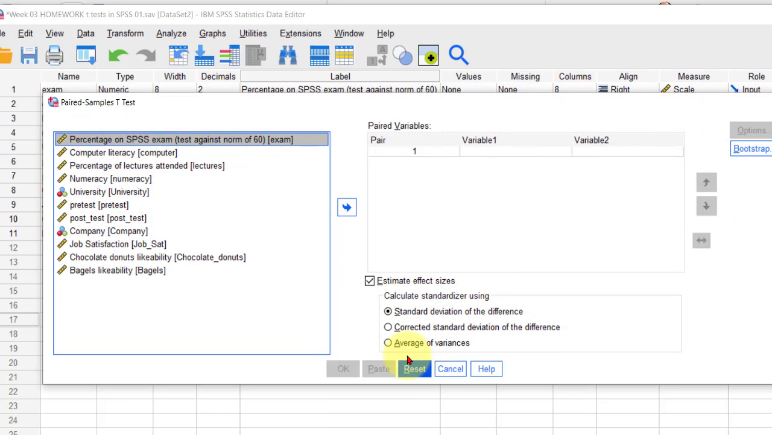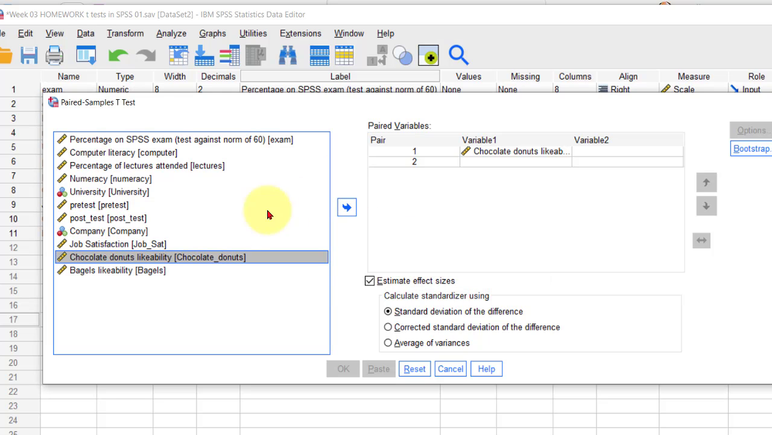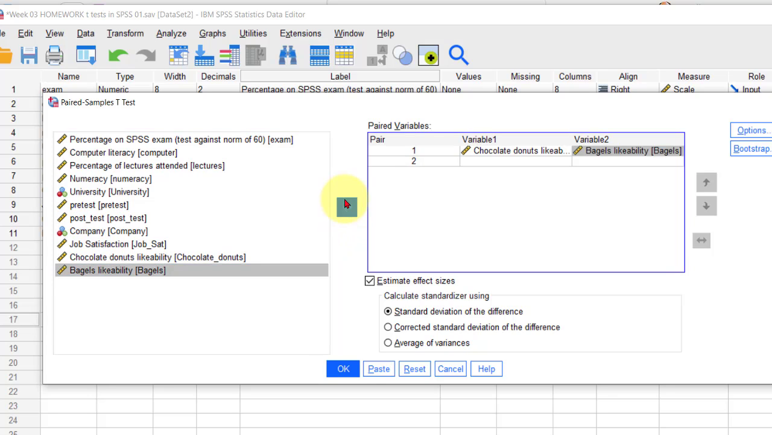Okay, paired samples. All right, we're going to reset. So chocolate donuts, and then bagels.